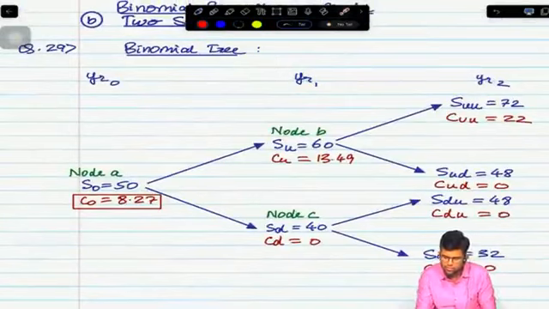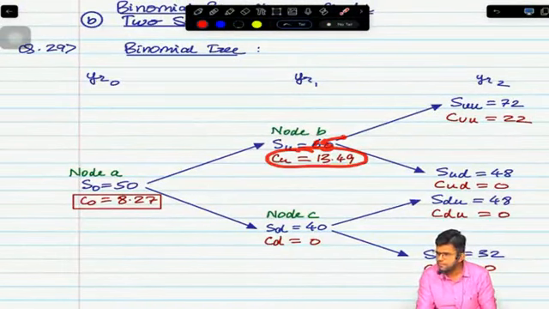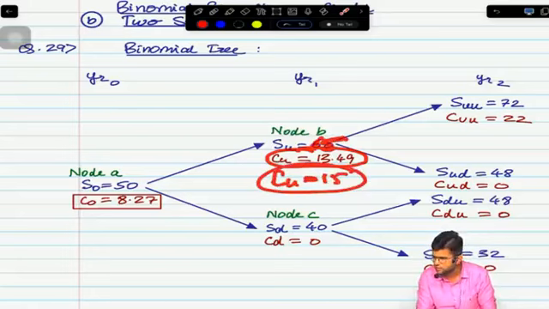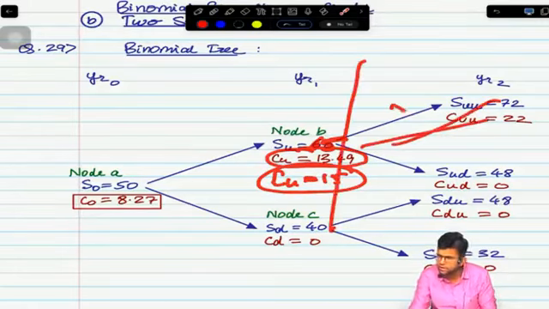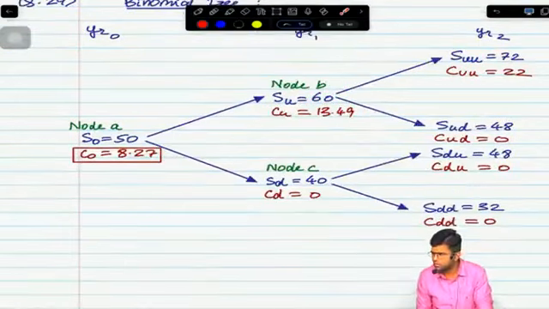Otherwise, node B would have been in a threat. If SU would have been, let's say, 65, your CU would have been 15 on immediate exercise. Then in this case, I wouldn't have continued further. I would have said the value of the call option at node B is 15, not 13.49.